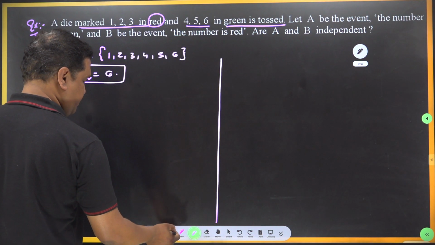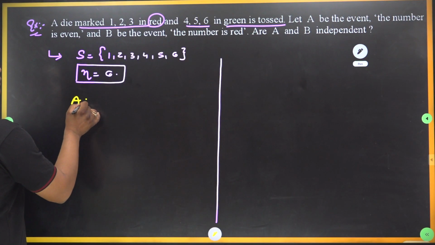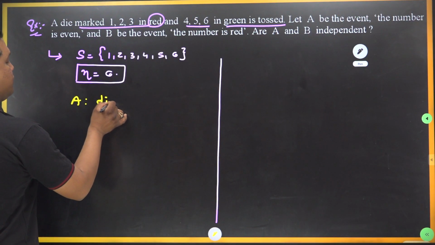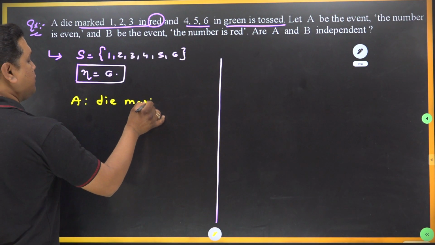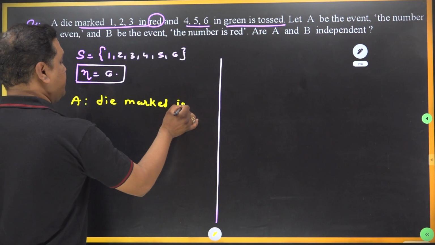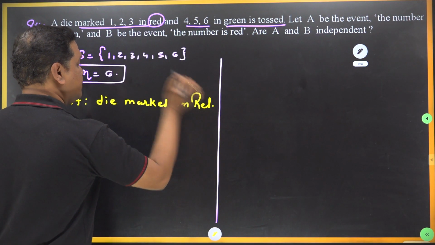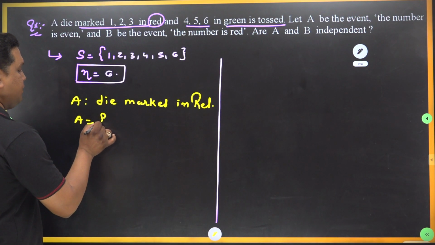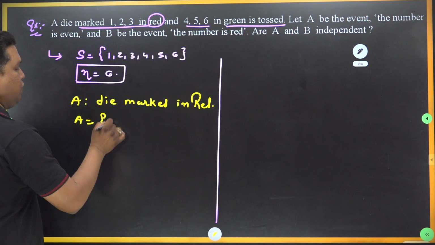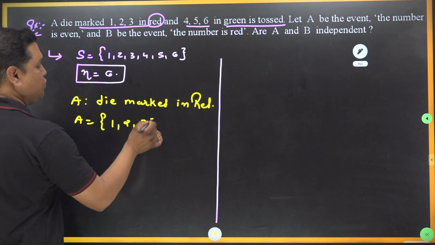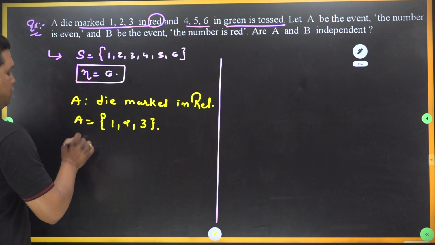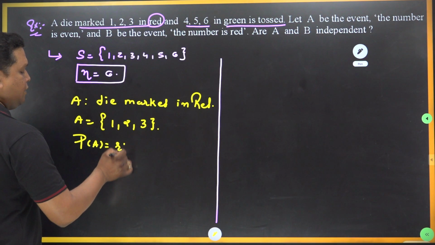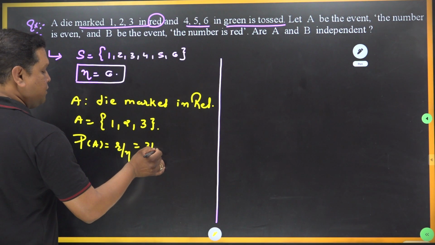Event A, die mark in red. Die mark in red तो कितने एलिमेंट होंगे? सो दैट इज 1 2 3. So probability of P of A, R upon N, 3/6.